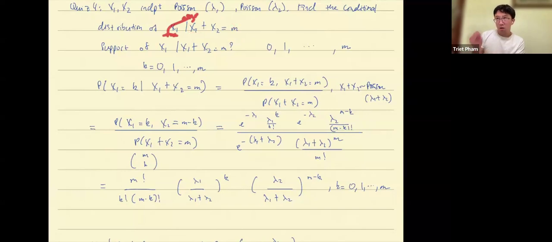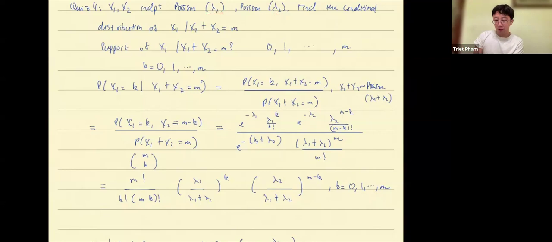All right. And when you think about that, it's at least intuitively clear that among m arrivals, the number of arrivals belonging to the first category has got to depend on the rates of arrival. Lambda 1 and lambda 2 are the rates of arrival, that is, the average number of arrivals per unit of time.